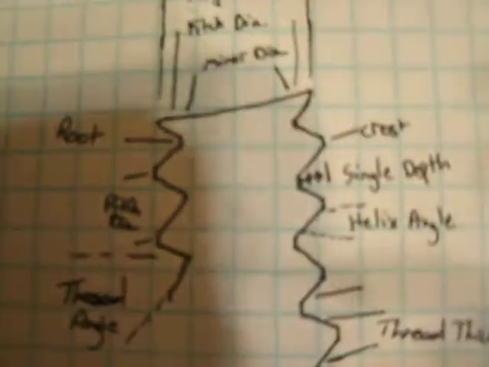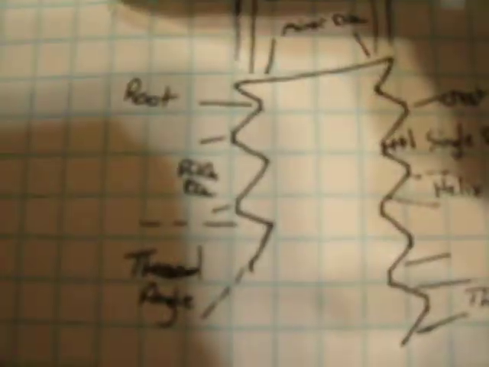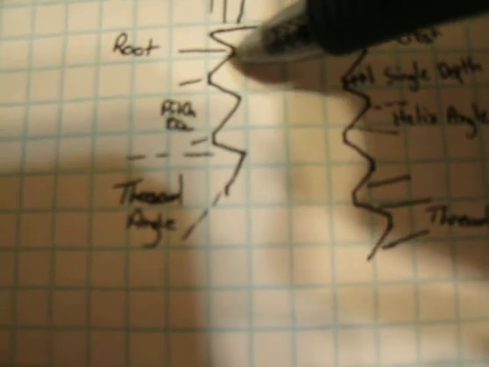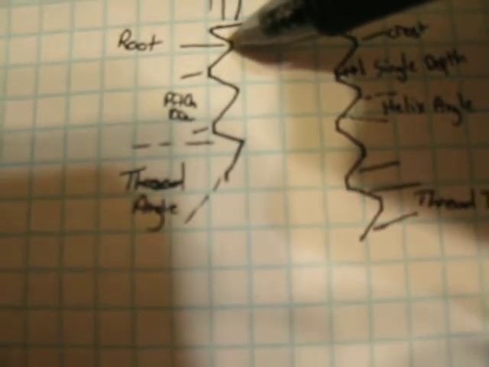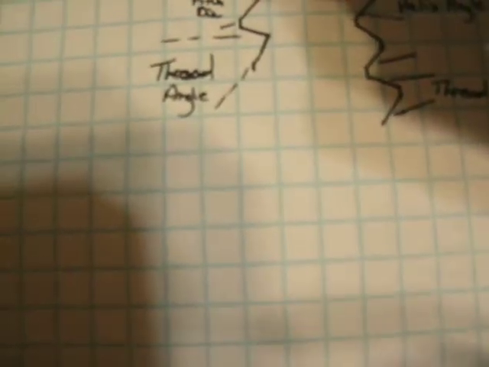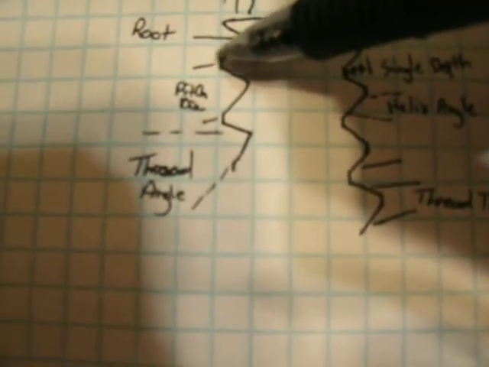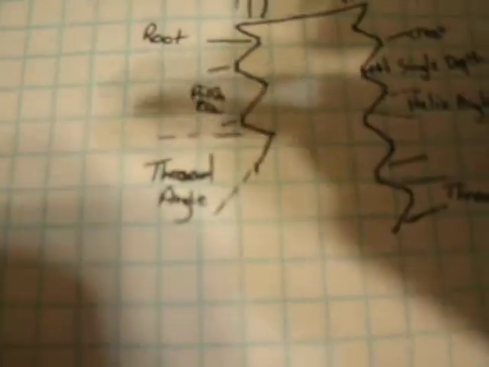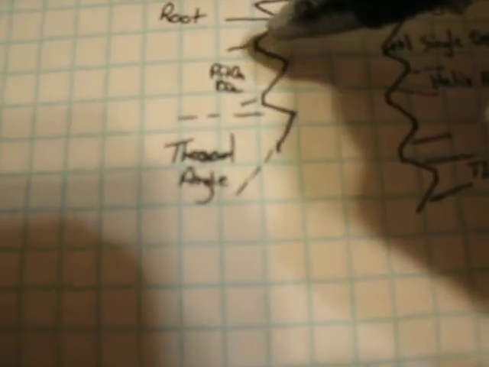Then we'll go over to this side first. This is called your root, the very bottom of your thread here. And then you've got your pitch diameter, which is from your crest, and this flat part on top is called your crest. And that's where the metric thread measures off of. It's from crest to crest that they're measuring on the pitch diameter. Just so you know. And then you've got your thread angle.